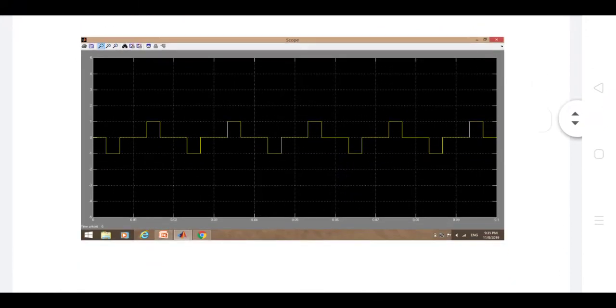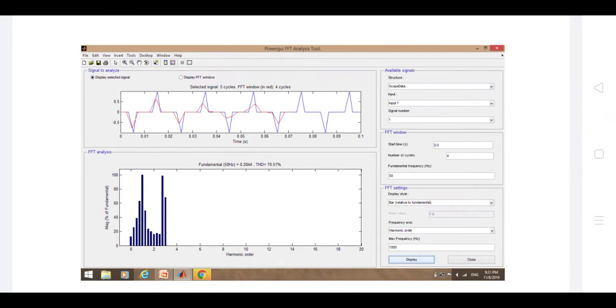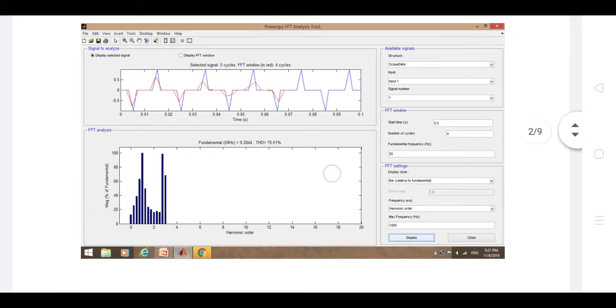Here, this is the output voltage waveform of the inverter. After putting the value in FFT analysis, we calculate the total harmonic distortion at the 10 volt DC input voltage. The total harmonic distortion for the fourth cycle is 70.51%.